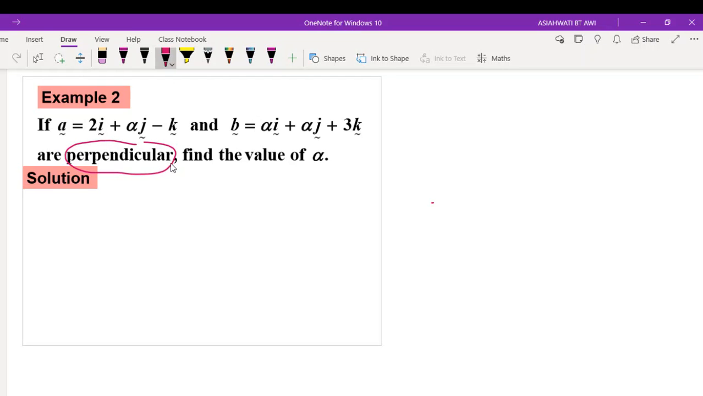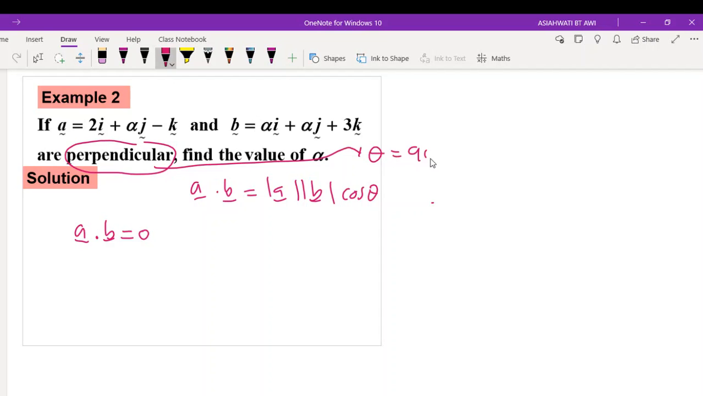So it says perpendicular, automatically vector A dot vector B is equal to 0. If you can't remember, you still remember this formula, it's okay, just substitute. Remember the formula: cos theta. Perpendicular means that theta is equal to 90. Then substitute cos 90 is equal to 0, which means we have the equation vector A dot vector B is equal to 0.